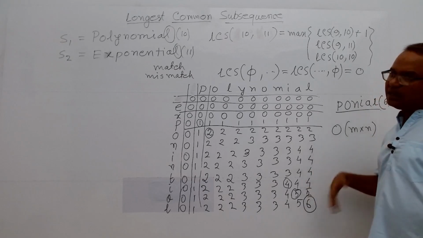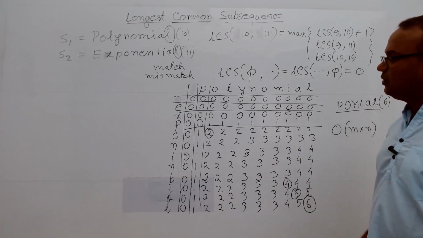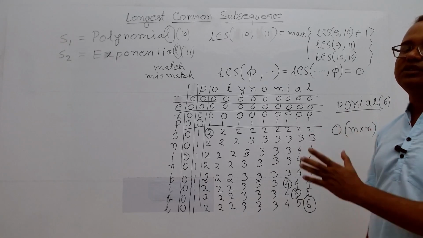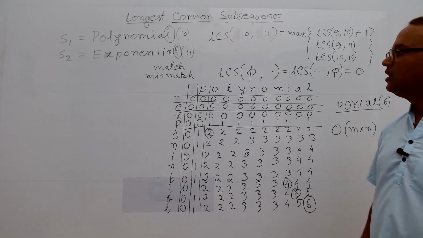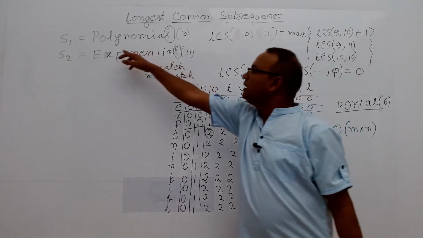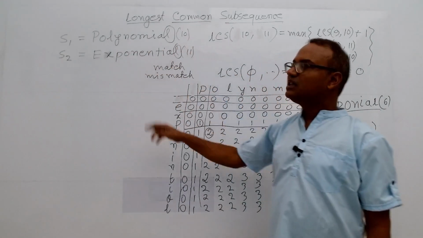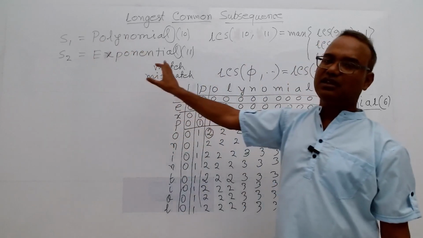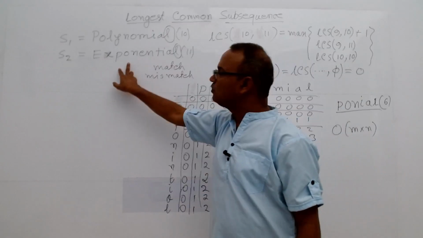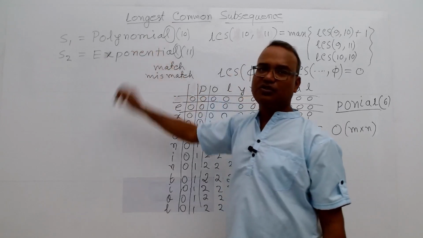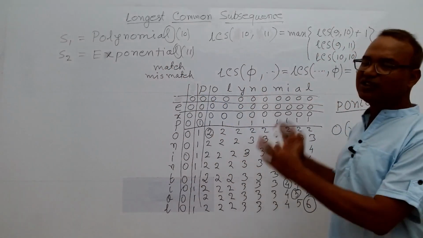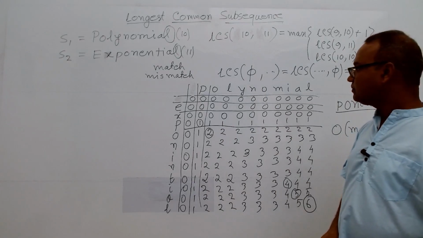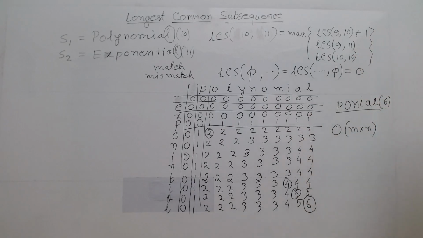Now this problem can be applied in many ways. For example, find out the longest palindromic subsequence inside a string. So what you have to do? Take S1 as that sequence, and in S2 put the sequence in reverse. Reverse the string and put it into S2. Now compute the longest common subsequence. You will get the longest palindromic subsequence. Okay. So that's all in longest common subsequence.